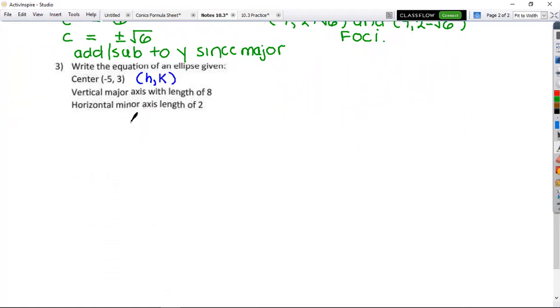I am going to draw a sketch of this because that helps. -5, 3. I'm going to go 1, 2, 3, 4, 5, and then 1, 2, 3. So that's here. I have a vertical major axis. That tells me that's this formula. X minus H squared over B squared. Remember, A squared is always over the major.